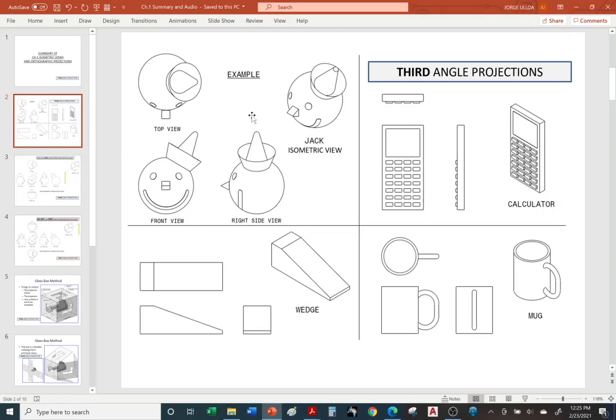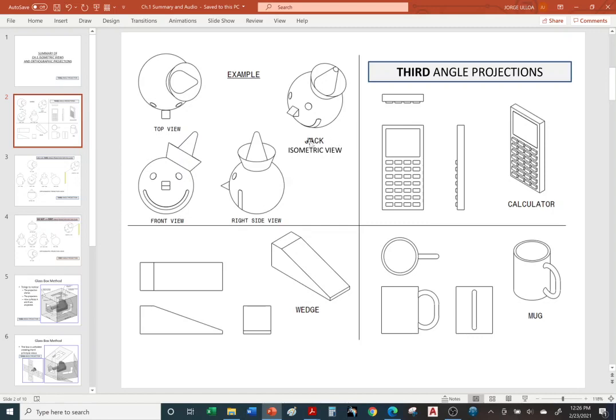Okay, so now you're going to walk around Jack to the right side, and you're going to look directly. If he had an ear, you'd be looking straight into his ear, and you would get this right side view. Even though we're looking at the left side of Jack's face, this is considered the right side view.